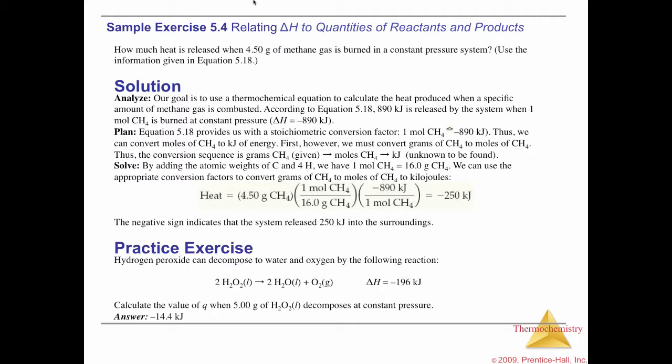For practice, hydrogen peroxide can decompose to water and oxygen by the following reaction. Calculate the value of Q when 5 grams of hydrogen peroxide decomposes at constant pressure.